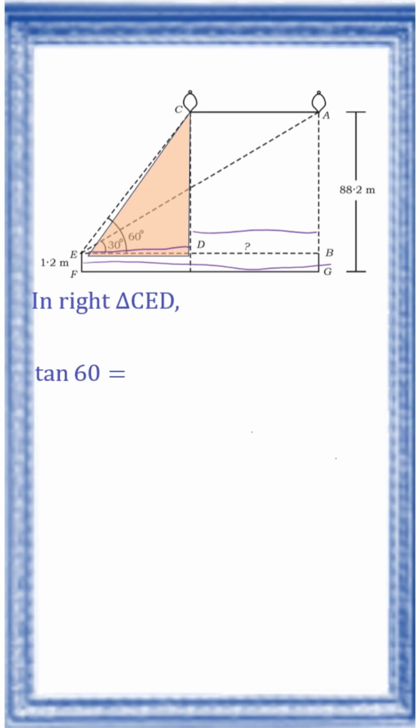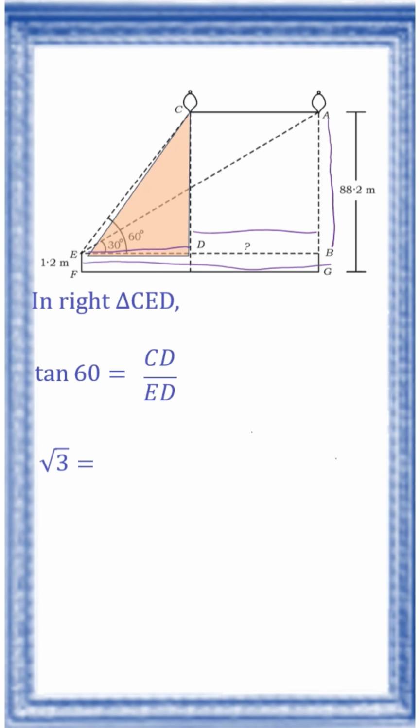We have to calculate BD. So BD is equal to EB, which we have just calculated, minus ED. How can we calculate ED? To which triangle does it belong? Right angle triangle CED. Tan 60 is equal to CD, the opposite side, by the adjacent side, ED. Here what have we been given? CD, because CD is equal to AB.